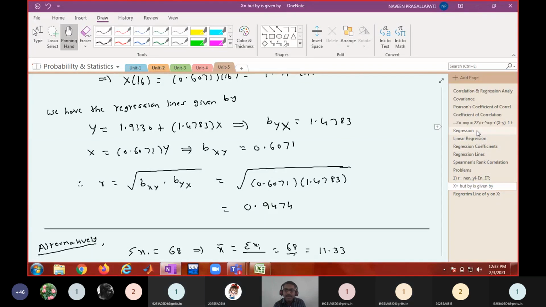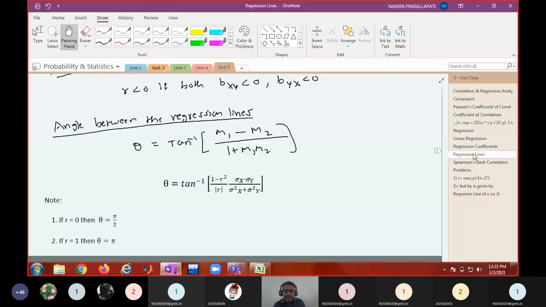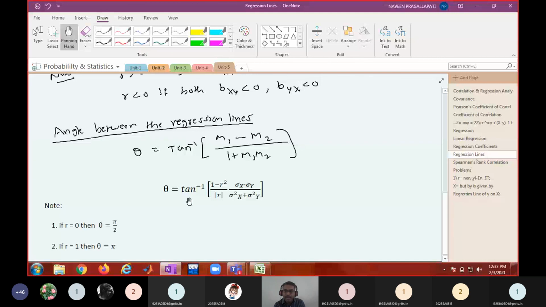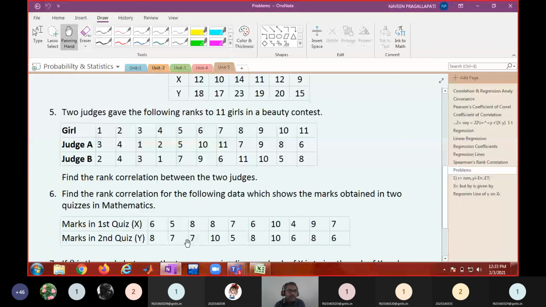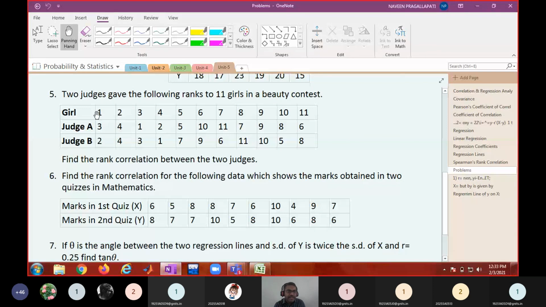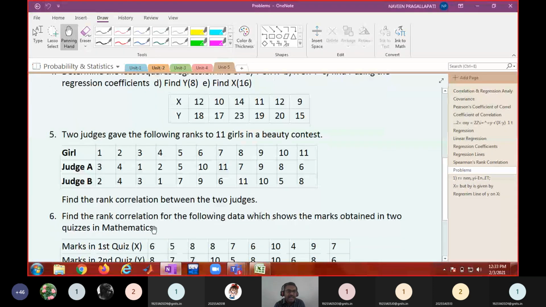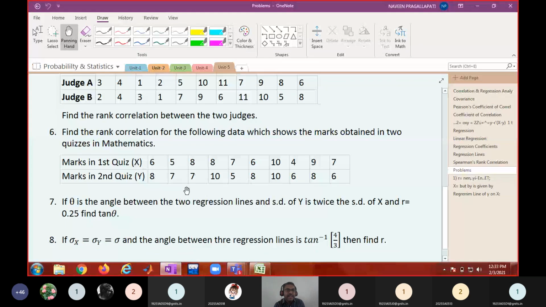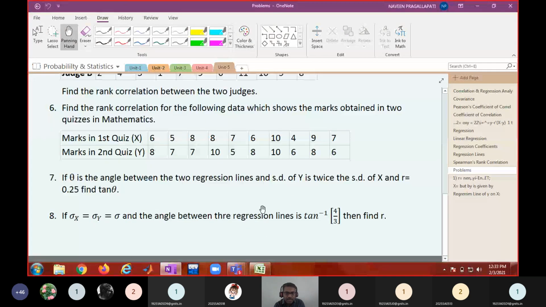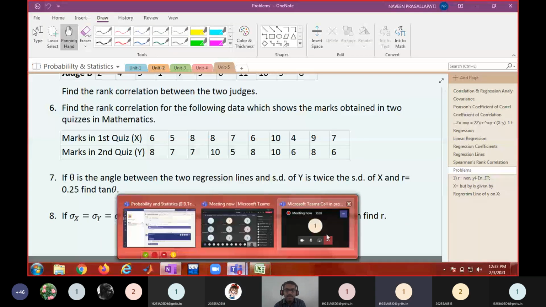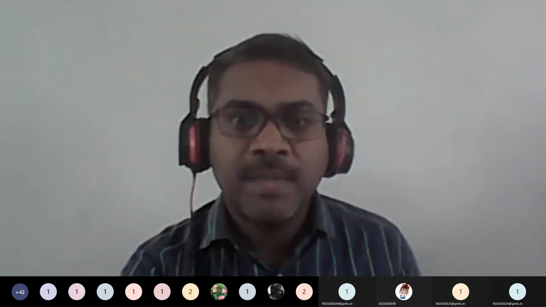So with that, we have covered the problems related to these topics. In the next class, I am going to discuss rank correlation, followed by a few problems related to the angle between the lines, and then multiple correlation and regression. Thursday afternoon I have scheduled it at 1:30, right? Yes, sir. Please attend that class. I will try to complete the syllabus by Thursday.